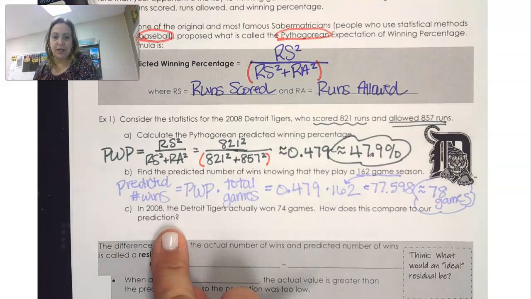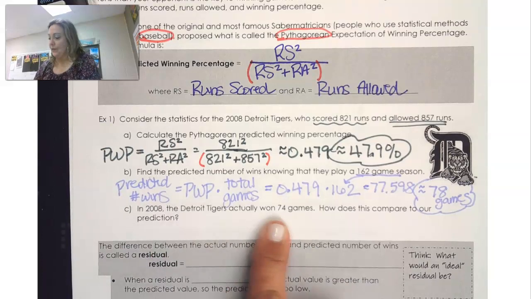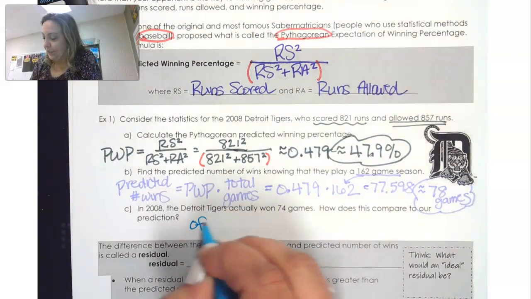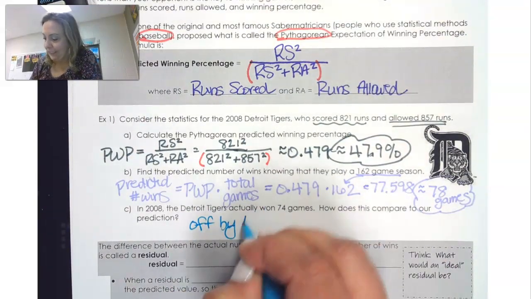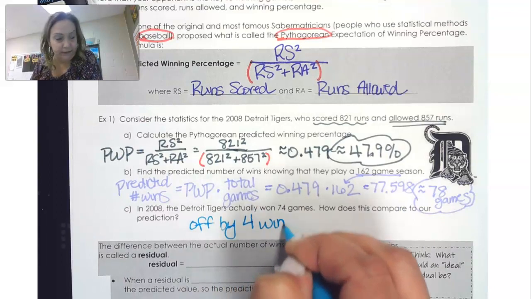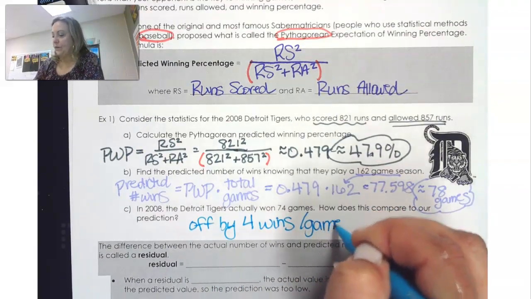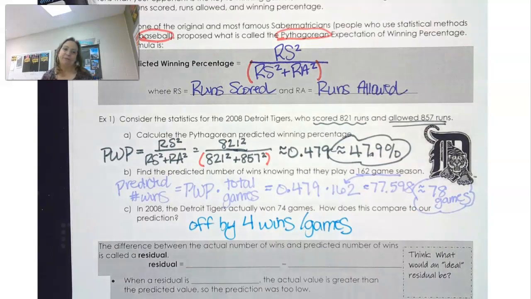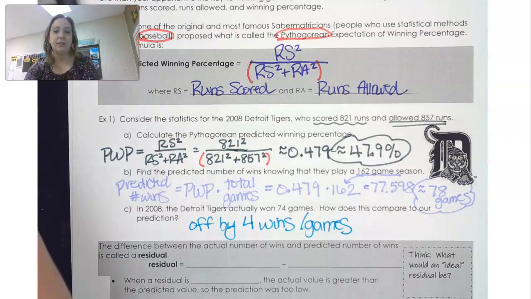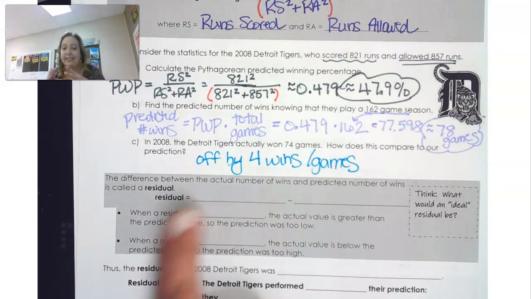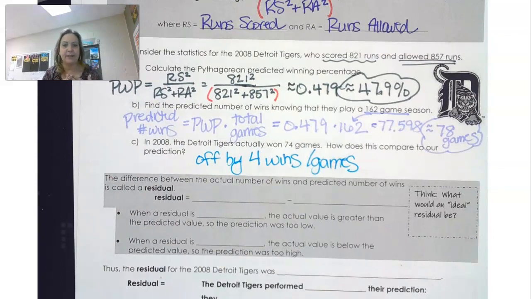How does this compare to our prediction? Well, we noticed that our prediction was 78, so it was off by 4 wins, I should say, for games. Okay. So we were off by 4. And that's going to happen sometimes when we make predictions. Sometimes when we make predictions, we're going to be off. And that has a specific name. The difference between the actual number of wins and the predicted number of wins is called a residual.